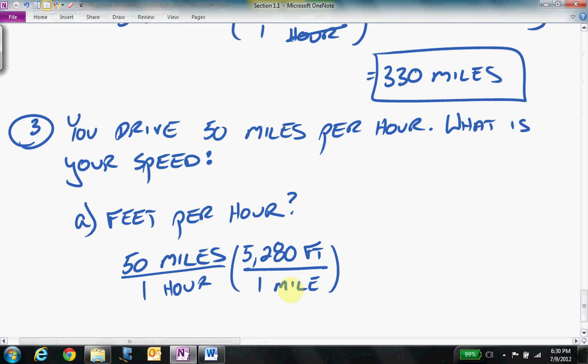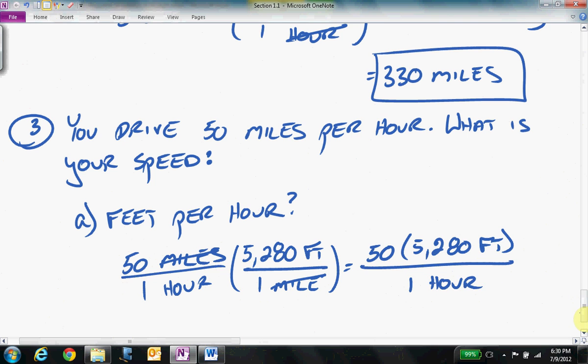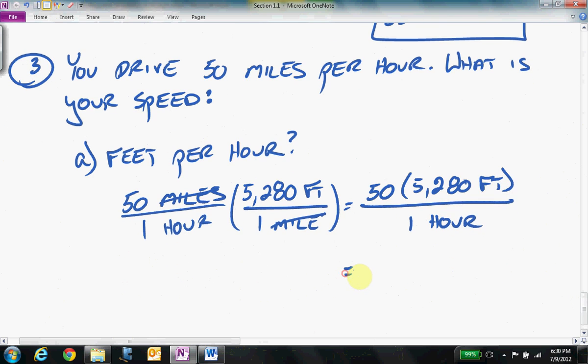So notice what happened. As I set this problem up, I've got miles in the numerator and the denominator, so those can cancel. So I'm left with 50 times 5,280 feet over 1 hour. So how many feet did you go? Well, 50 times 5,280 is 264,000 feet per hour.